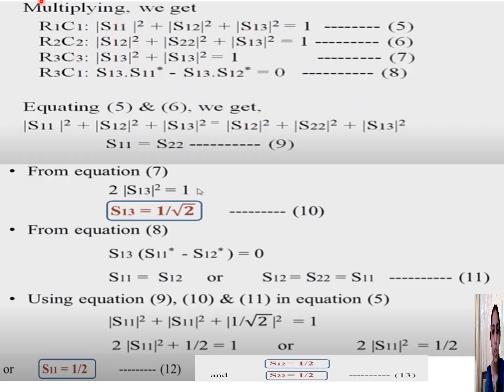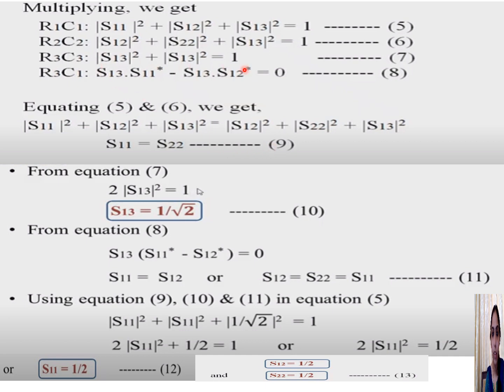Now continuing, multiplying using the identity matrix of S, R1 C1, R2 C2, R3 C3 and also we consider R3 C1, we get such equations. Okay, so from this we are going to formulate the S matrix. Now observe equation 5 and 6, what we understand. Since the other terms are equal, we can equate S11 to be equal to S22. So just observe equation 5 and 6. We can assume that S11 will be equal to S22. That is the 9th equation.